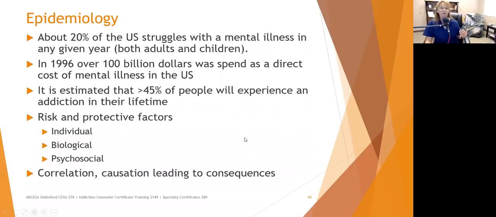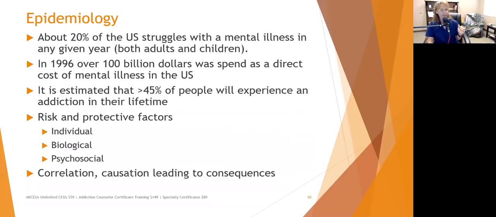So let's talk a little bit about how common are mental illnesses or mood disorders. According to the CDC and the Surgeon General, about 20% of the U.S. struggles with a mental illness in any given year. And this is true for adults and children. Now, 20% doesn't sound too bad, but when you think of it in terms of numbers, that means 1 in 5 people. So look around your office, look around your church, look around your own household. If you've got more than 5 people in the household, there's a chance that one of those people may experience mental illness in this 12-month period.